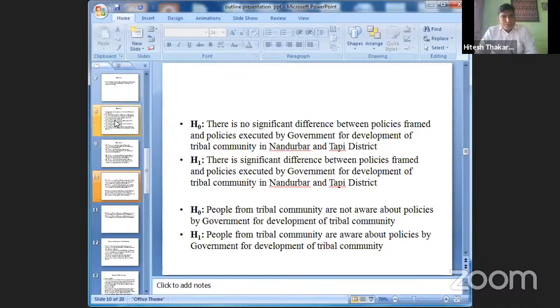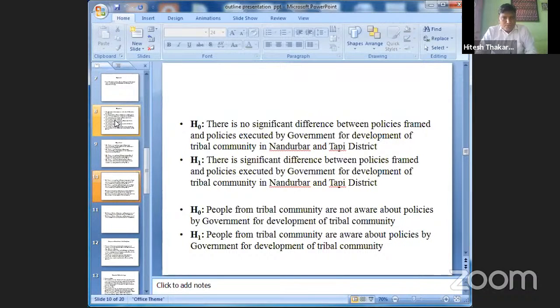Another hypothesis is there is no significant difference between policies framed and policies executed by government for development of tribal communities in Nandurbar and Tapi district. An alternative hypothesis is there is significant difference between policies framed and policies executed by government for the development of tribal communities in Nandurbar and Tapi district.